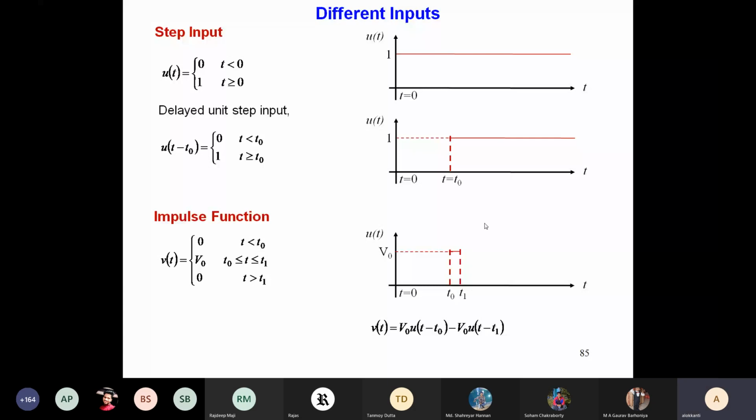Sir, please, the last expression, can you explain once again? See, at t equal to t naught, this is the delayed input, the second figure from the top. There can be another delayed input at t equal to t1. If you subtract the second input from the first, you basically get this. If you subtract the second one from the first, as shown in the expression below, you get the impulse.